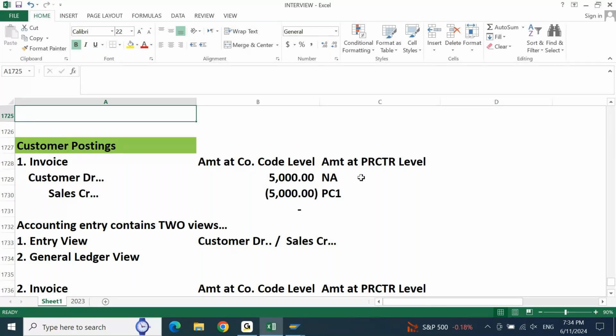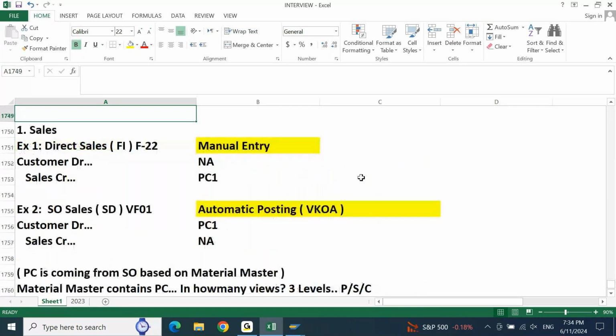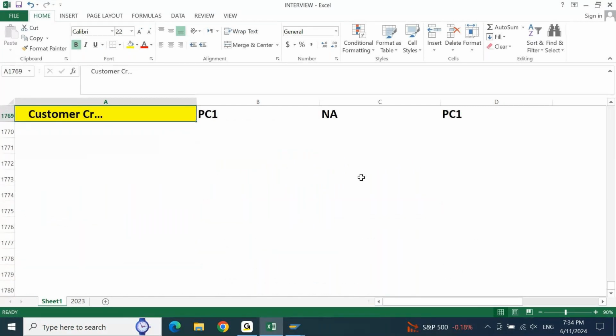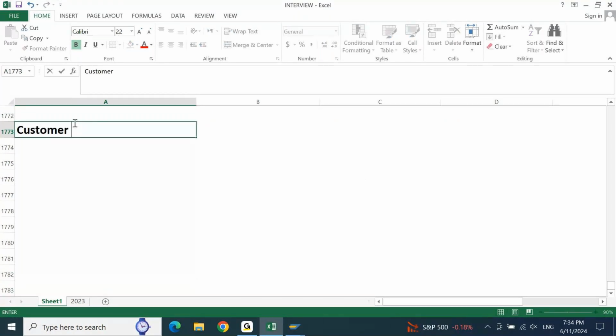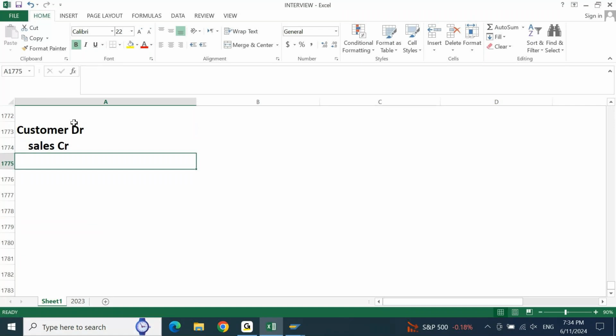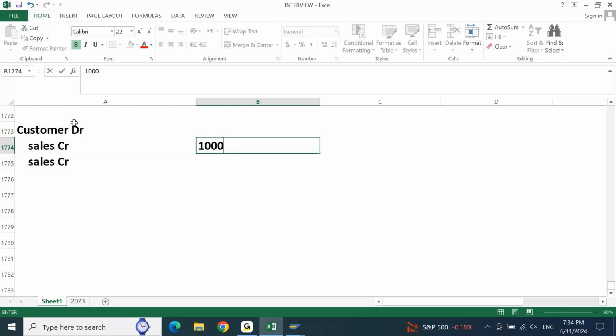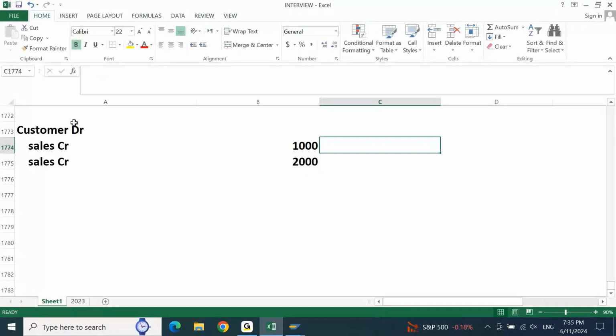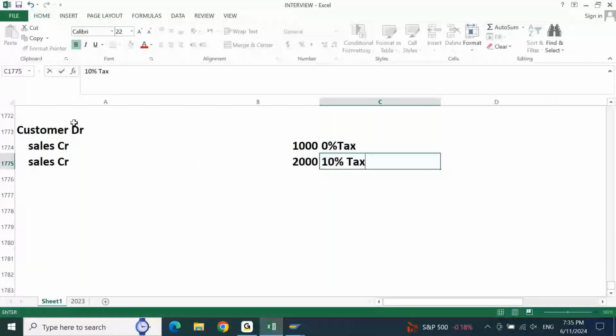For example, you have tax. If I talk one invoice, let's say customer debit, sales credit, again sales credit, and this is 1000, this is 2000, and this is 0% tax, and this is 10% tax. And when system is splitting, how tax line item will be split, they might give you this kind of example.